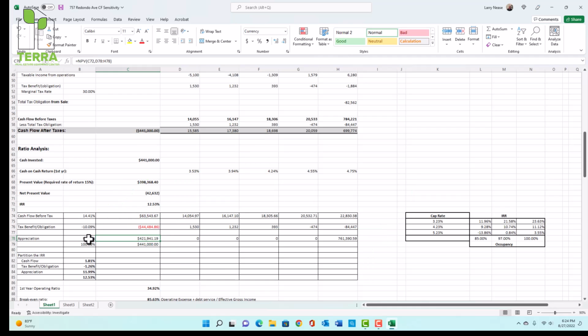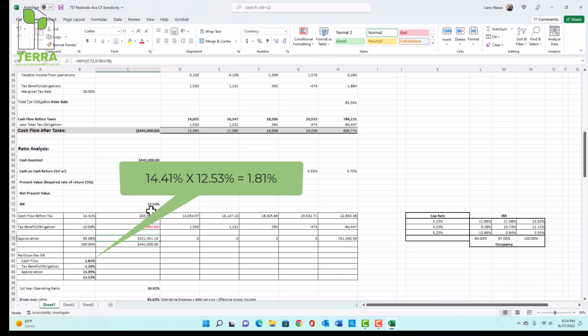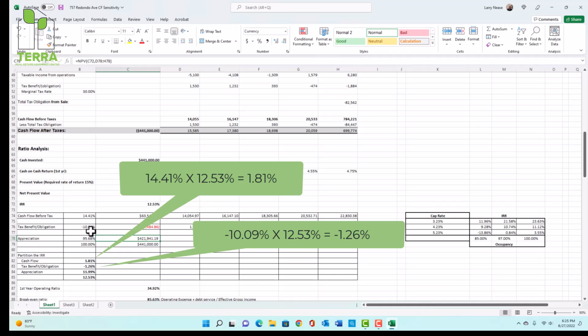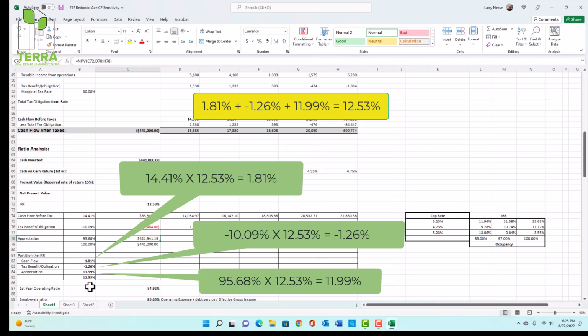Okay, so what does that mean now? Now, I have to do just one more calculation. I'm going to then just calculate what is 14% of 12.53%, and that's 1.81. Or if I take what's a negative 10.09% of 12.53, that's a negative 1.26. And then finally, what is 95.68% of the internal rate of return? That's 11.99. So as a check, again, if I add these three numbers together, that should equal 12.53%, and it does.